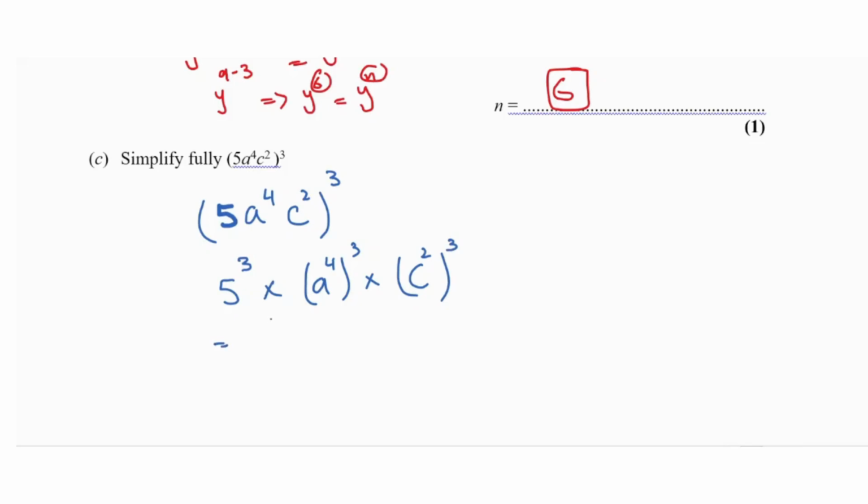5 to the power 3 is 5 times 5 is 25, 25 times 5 is 125. Then we're going to apply the power rule over here. So 4 times 3 is 12, and c to the power of 2 times 3 is equal to 6. Okay, so this is our final answer. Don't forget how to do this. Everyone, 5 has the power of 3, a to the power 4 has a power of 3, c to the power 2 has a power of 3. Okay, let's move on to our next question.